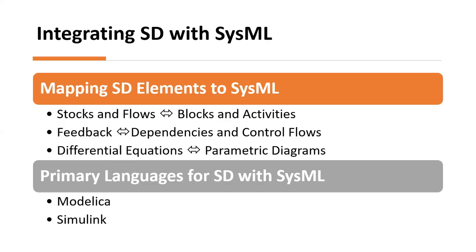So here's what I'm thinking about in terms of mapping system dynamics elements to SysML. As I said, system dynamics involves stocks and flows, and SysML has blocks and activities that might be comparable to stocks and flows. Feedback is central to system dynamics, and this might be modeled in SysML using dependencies and control flows. And then, as I said, system dynamics is based on differential equations, and there's this idea of parametric diagrams, which can have mathematical formulas and constraints that maybe help model in a system dynamics fashion.